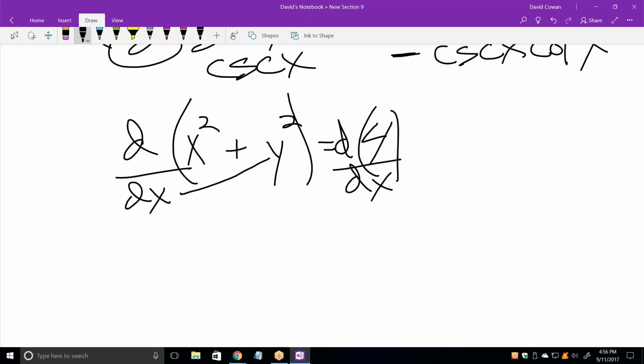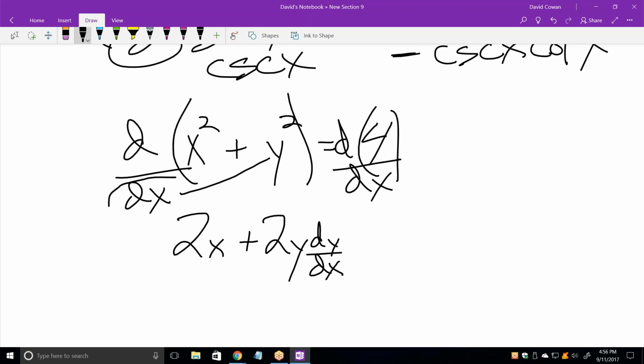So what's the derivative of x squared? 2x. What's the derivative of y squared? 2y. But because y is not x, I have to follow this with a dy/dx. Just the rules. When you're doing implicit differentiation, if you run into a variable that is not the variable of your denominator, you have to follow it with a d of that variable/dx.